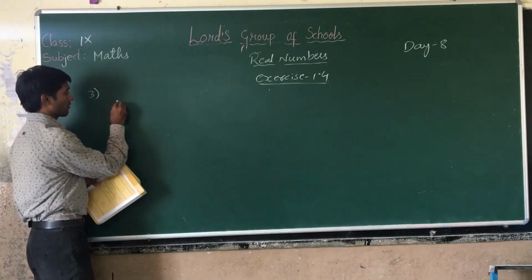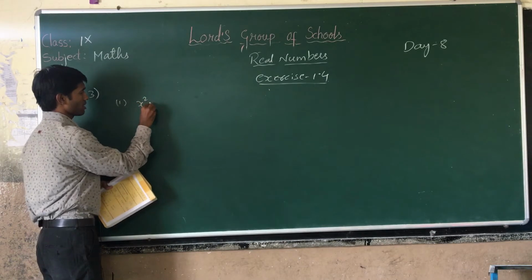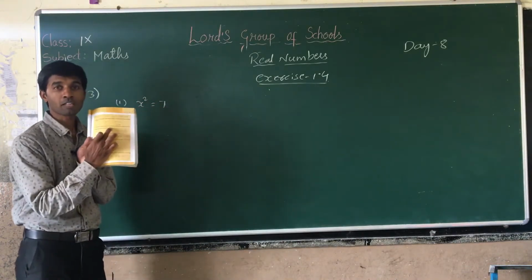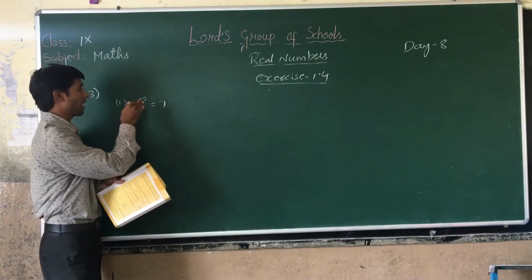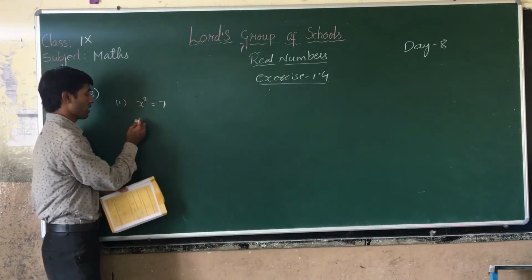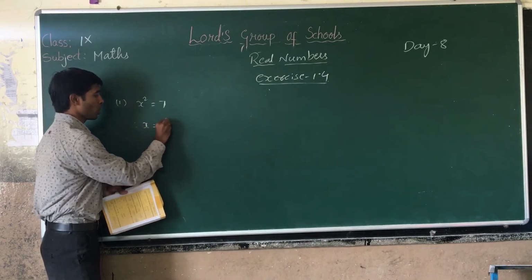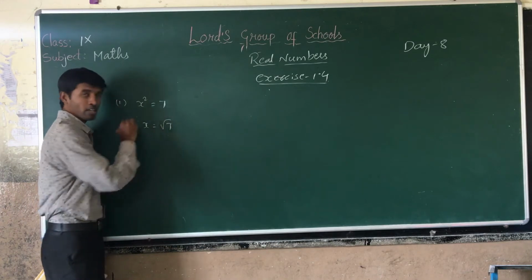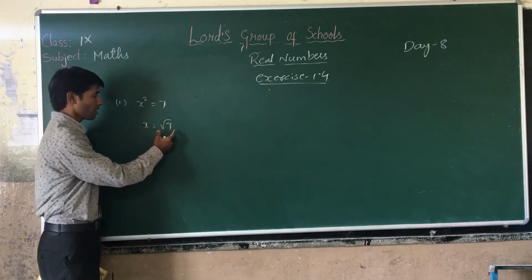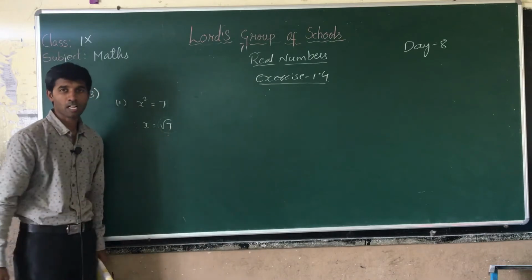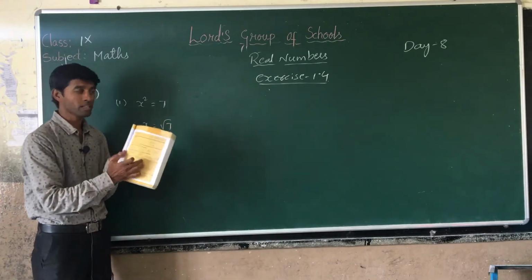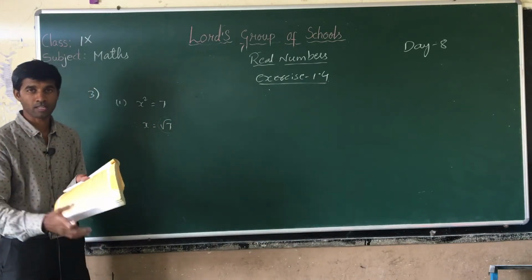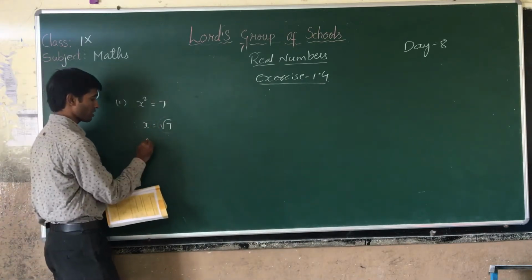For example, they have given the first bit as x square is equal to 7. They told us to find what x is. So we have to send the square to the other side as a square root, and then you will get the x value. x is equal to root 7. Now we know that root 7 is an irrational number. Like this we have to tell whether it is rational or irrational. Likewise they have given the total bit x, y, z, so we have to tell whether each value is rational or irrational. Now root 7 is irrational.